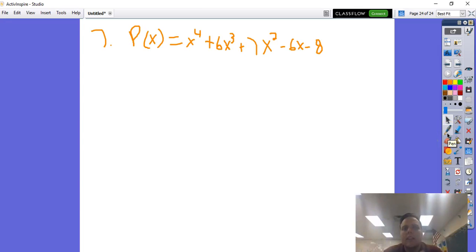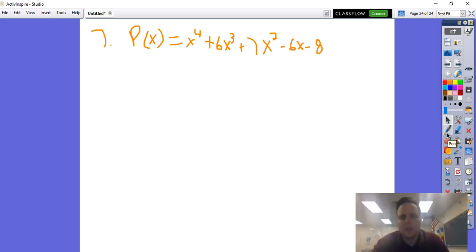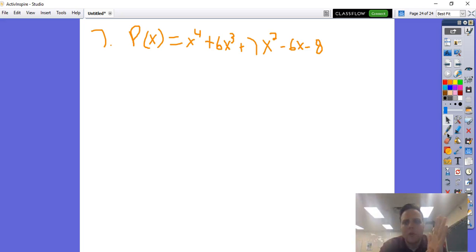Okay, guys, we're going to continue talking about the rational zero theorem. We're going to look at problem number 7 on that paper I gave you yesterday, just because I want to give you one more to work over. In the rational zero theorem, one of the first things you need to do is figure out what P is. P is simply the factors of the constant term.